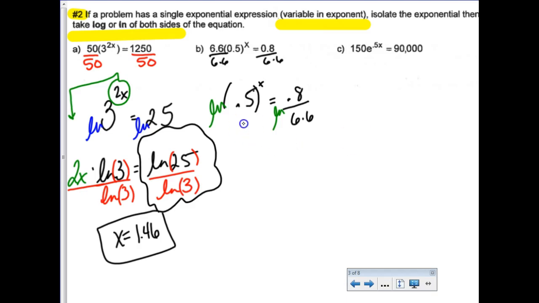Natural log of 0.5. Nothing great, but the x does come down in front. So it's x times the natural log of 0.5 equals the natural log of whatever this gross mess is. So you're going to divide by the natural log of 0.5.